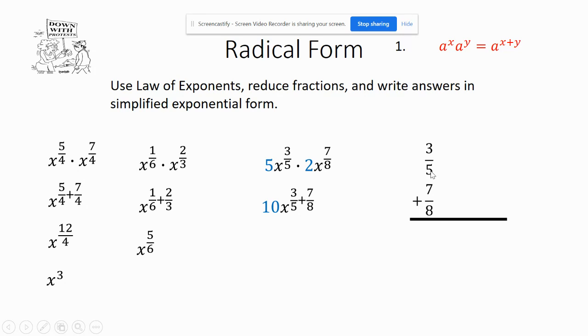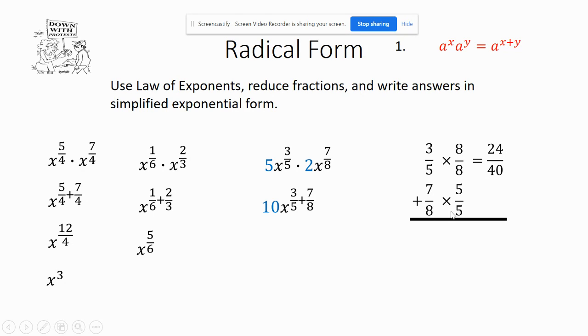Now this time, 5 won't go into 8 evenly, so I need to think what 5 and 8 both go into. And the easiest number I come up with is 40, where I simply take 5 times 8 will be 40, and 8 times 5 is 40. And once again here, if I take 5 times 8 here, I have to take 3 times 8 up here, the same number. That's why I get 24 over 40.